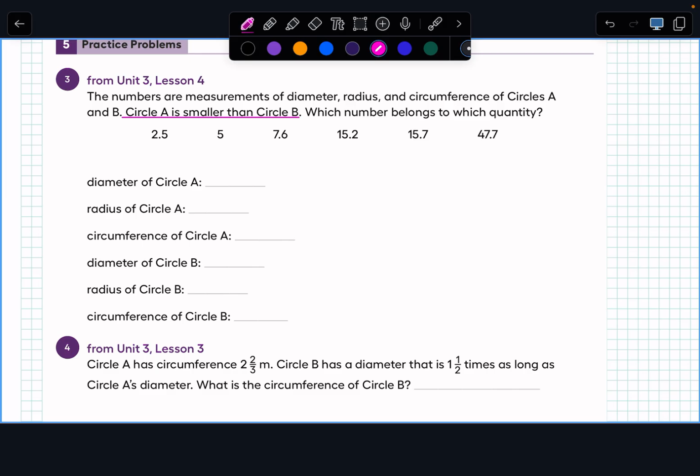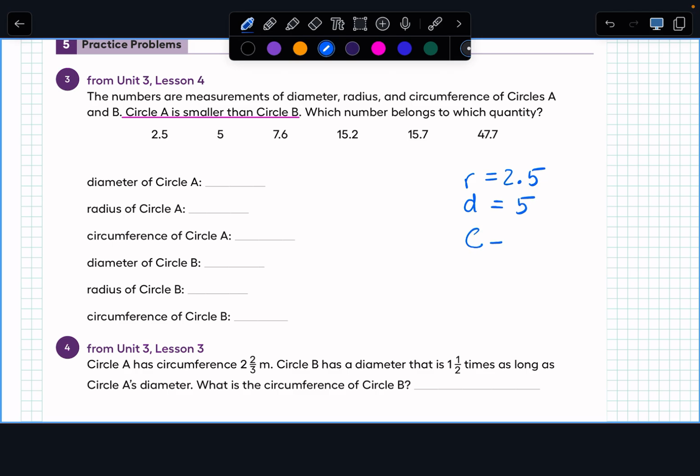Okay, this is a very weird question. Do you agree? But they said that we got a radius, diameter, and circumference. There's circle A and circle B. So what I'm looking at is this right here, because I know that 2.5 is half of 5. So this must be the radius and diameter of one of the circles, okay? So let's pair those up.